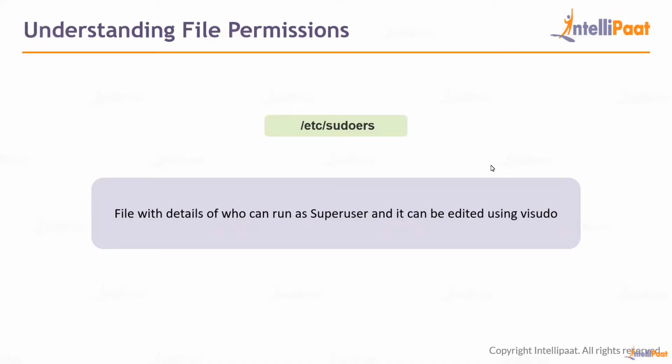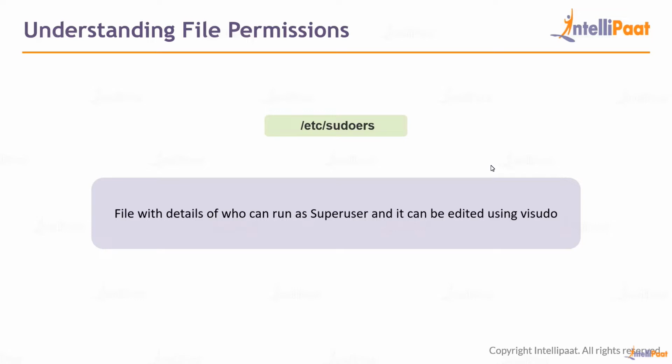Right now in this session we'll be looking at more about file permissions only. So first let us look at the file called sudoers. This particular file sudoers will have the information of which users have the super user privileges. So basically we cannot look into /etc/sudoers unless you are a super user.